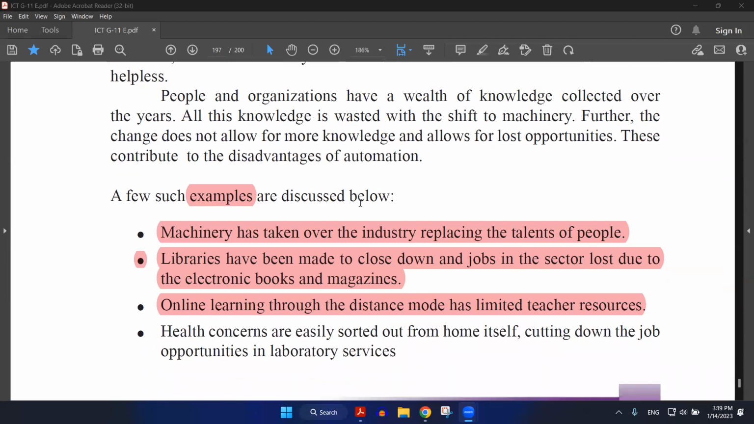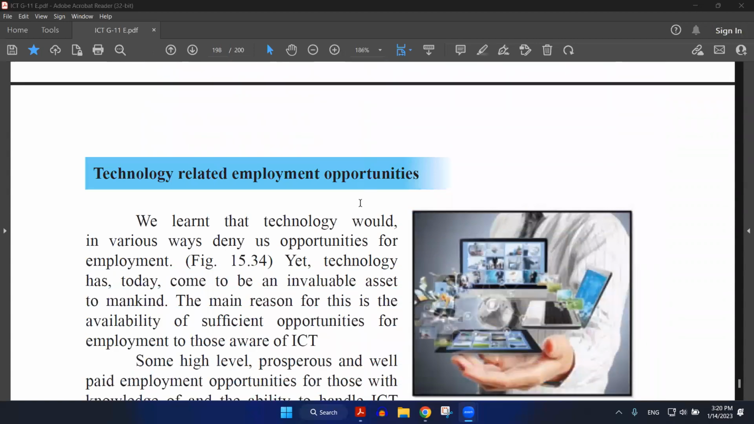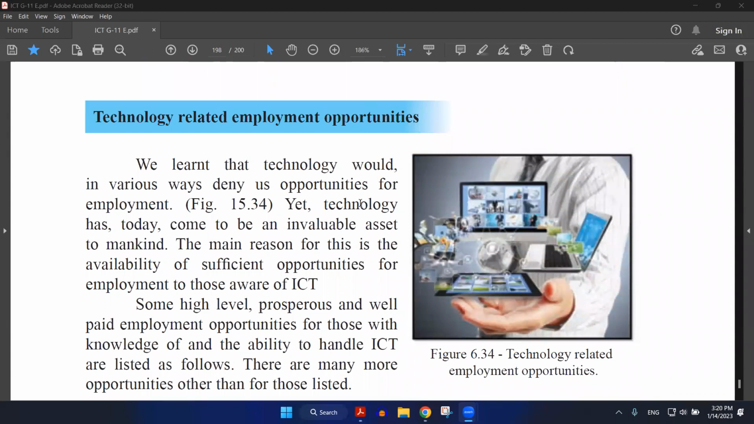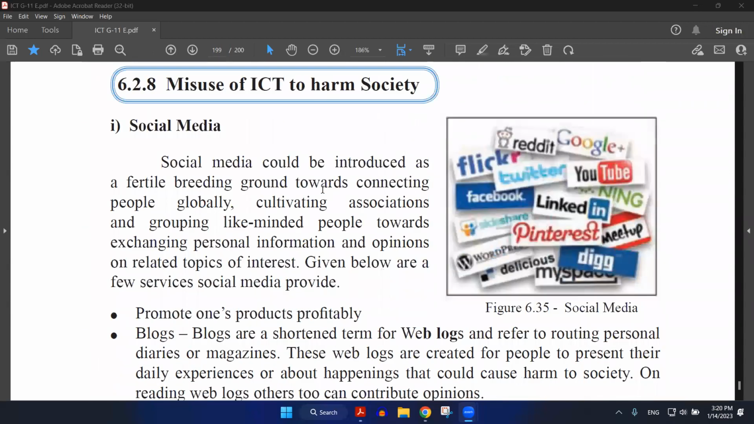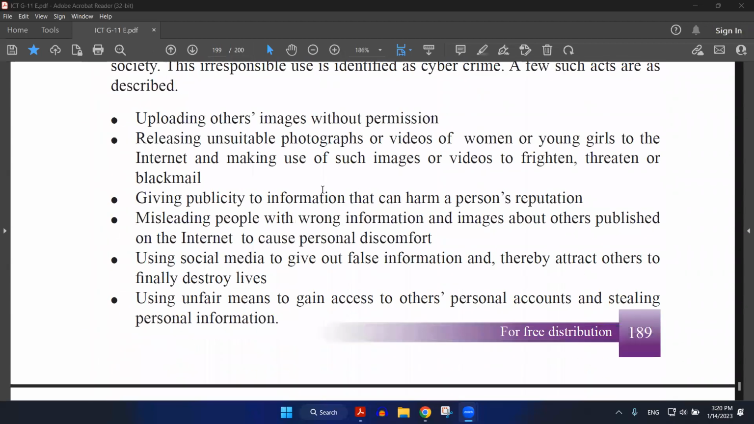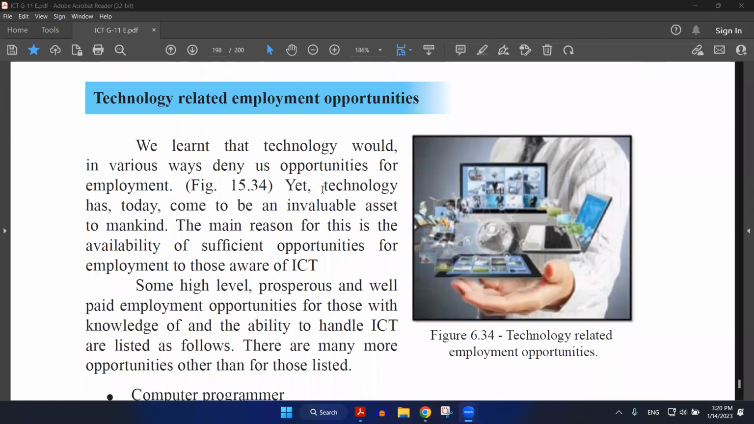Okay, so moving forward, now we are coming to a new topic, which is called technology-related employment opportunities, right? This is going to be the last topic before we talk about the misuse of social media and all these things. When it comes to opportunities, there are many opportunities around the world regarding ICT. It's not only related to the computer field. If you know ICT, you can expand your skills in many other sectors, right?